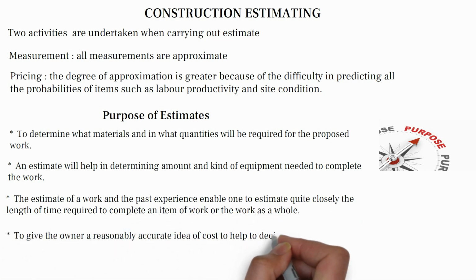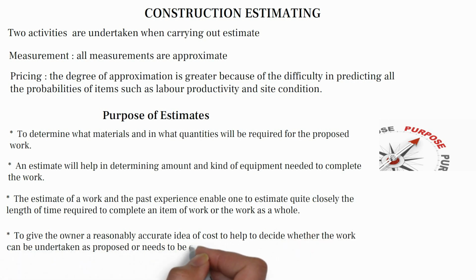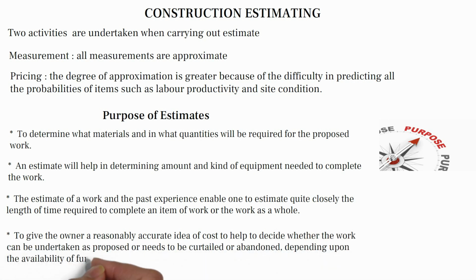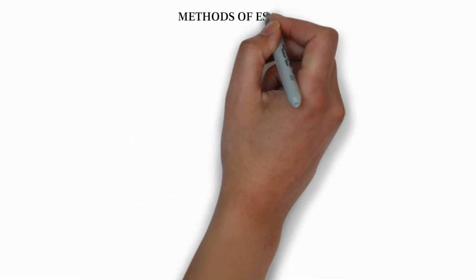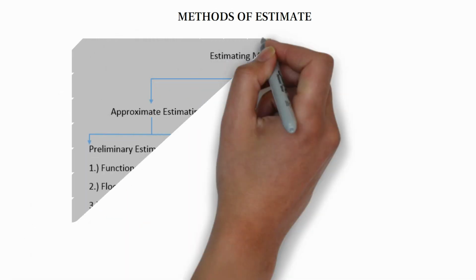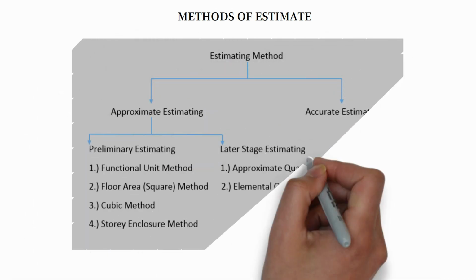4. To give the owner a reasonably accurate idea of the cost to help decide whether the work can be undertaken as proposed or needs to be curtailed or abandoned depending upon the availability of funds and prospective direct and indirect benefits. Method of estimating. The methods are basically divided into two. 1. Approximate estimating and accurate estimating.